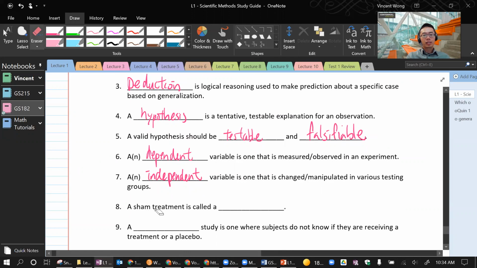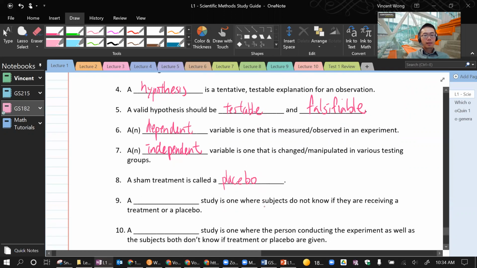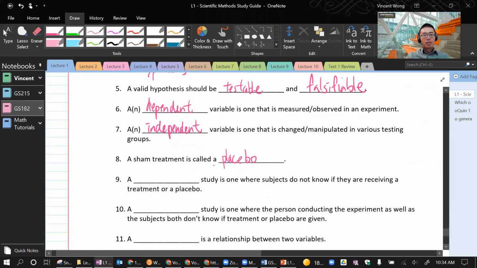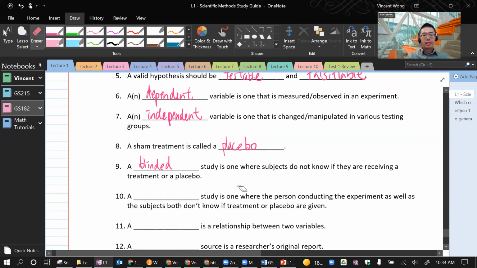A sham treatment, or a fake treatment, is called a placebo. And we need to have a placebo to eliminate psychological effects and bias. A blank study is one where subjects, the participants, do not know if they're receiving a treatment or a placebo. We call that a blind study. And if the person who's doing the experiment also doesn't know what they're giving, then it is called a double blind.